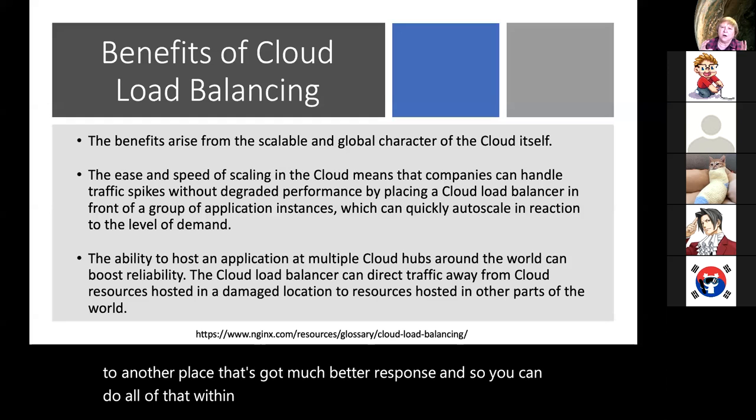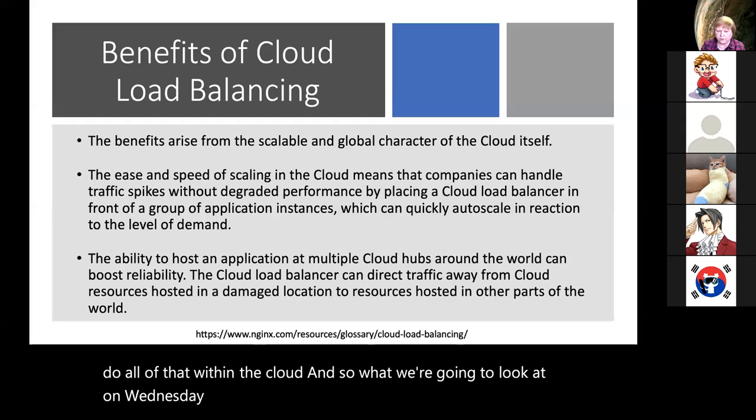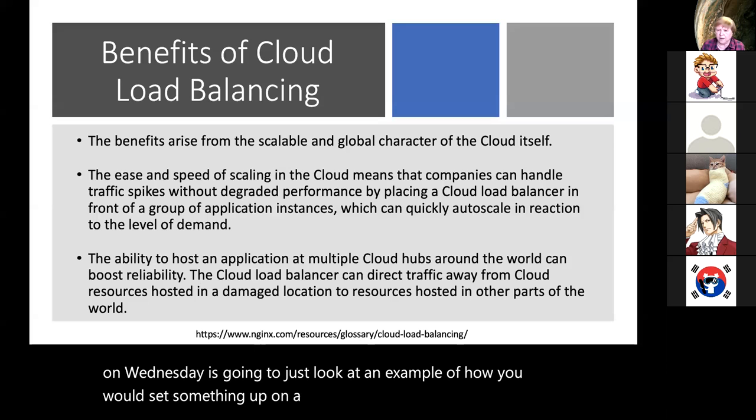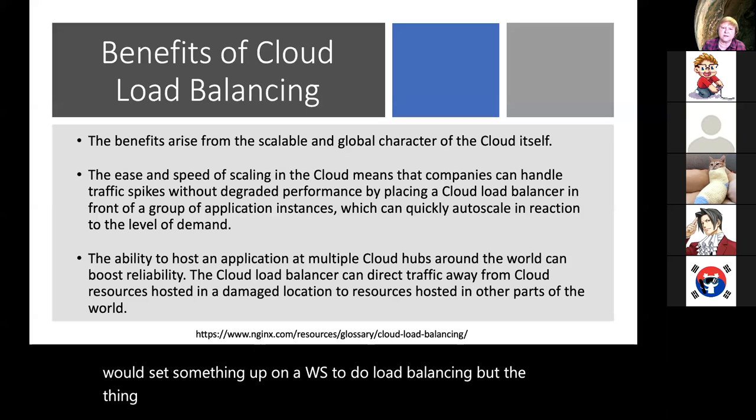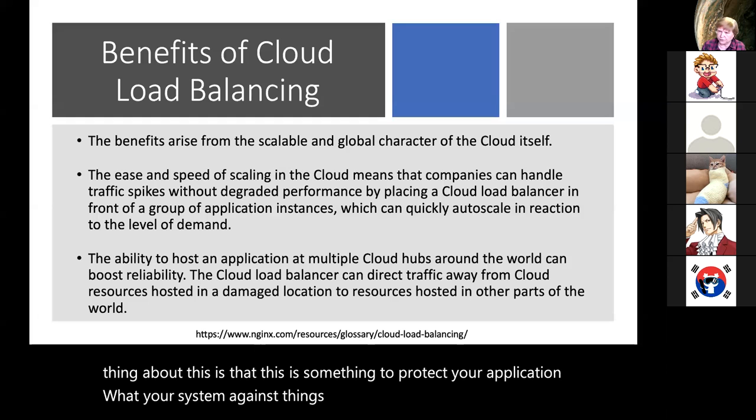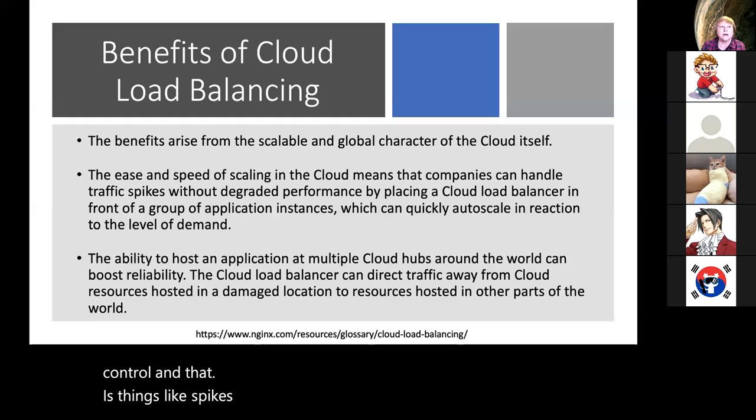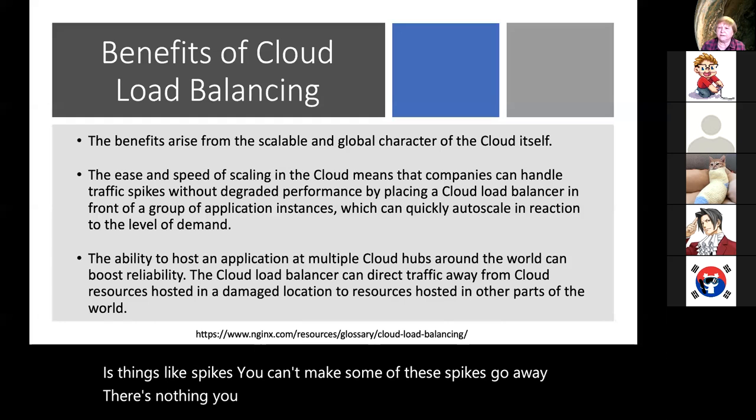And so what we're going to look at on Wednesday is just an example of how you would set something up on AWS to do load balancing. But the thing about this is that it's something to protect your application or your system against things that are often hard to control. And that is things like spikes. You can't make some of these spikes go away. There's nothing you can do to make people do things at certain times.